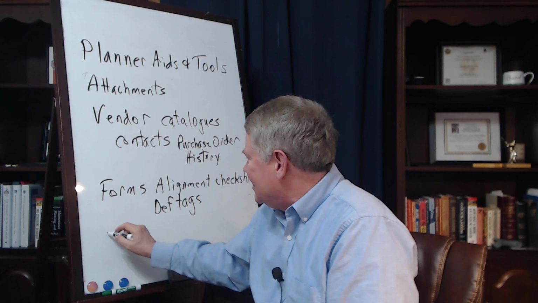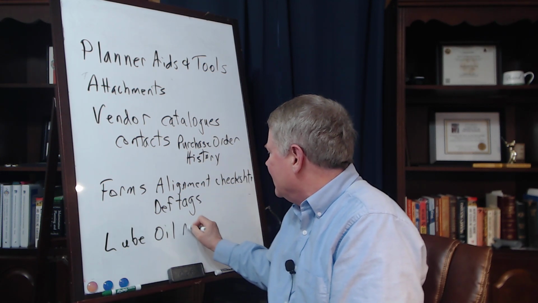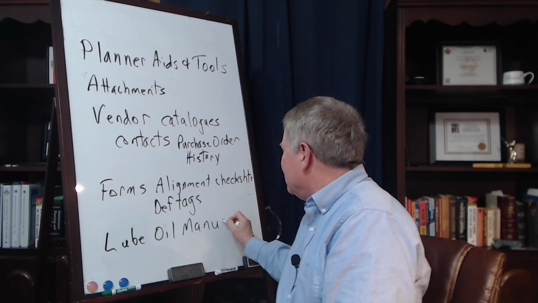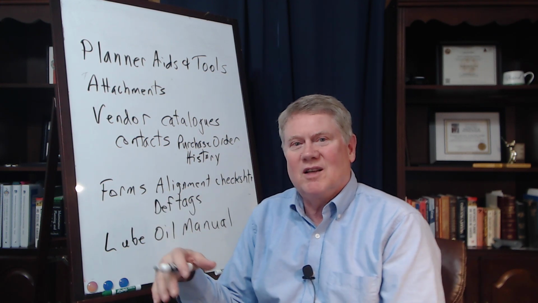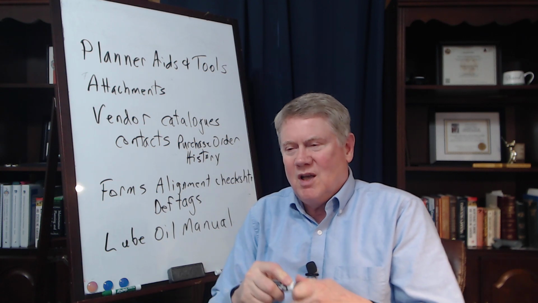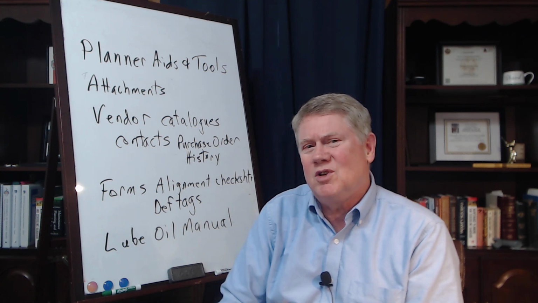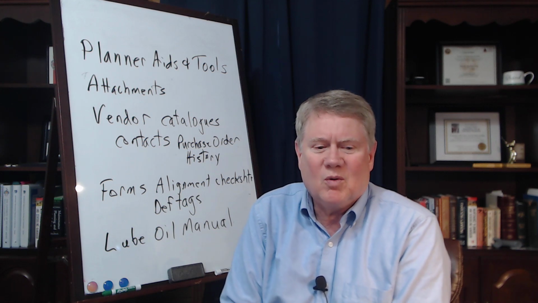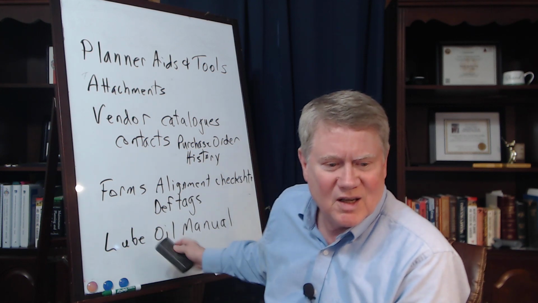At my company, when I worked at the electric company, we had a separate lube oil manual, aside from the CMMS, that had a list of the different assets and the lube oil that they used. We would occasionally change lube oil, and it was easier to do that in a lube oil manual rather than to do that in the CMMS, just the way we had it arranged.